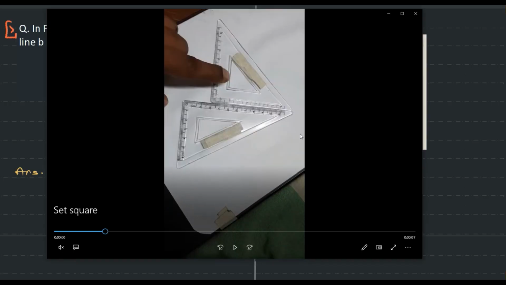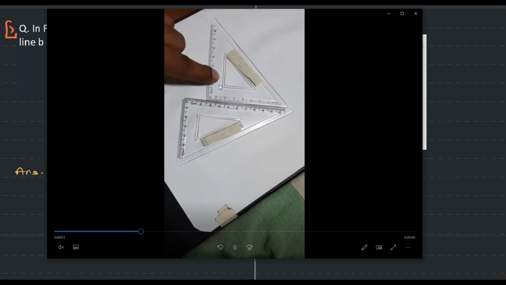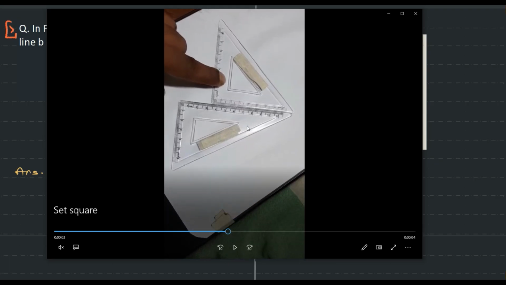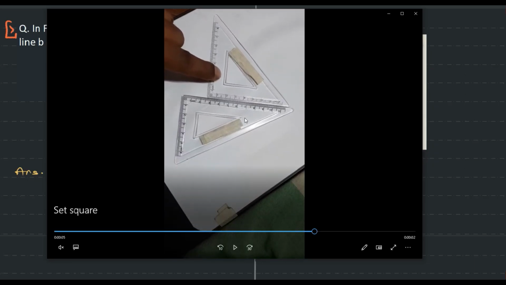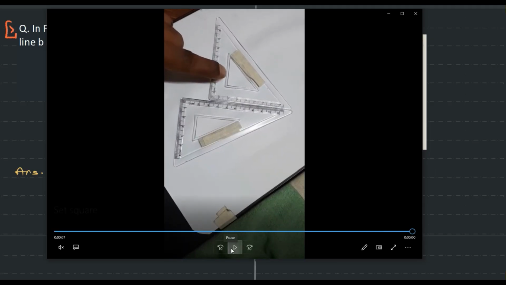So you have to keep it in this manner. And then you can move it in this manner. By the way, you need to have some kind of weight on this, or your hand. So put pressure against this and move it in this manner. Basically, the first one should not be moving. It should be stationary. For that to happen, you need to hold it properly. So hold it in place and then move the other set square. So this is how you use the set square.